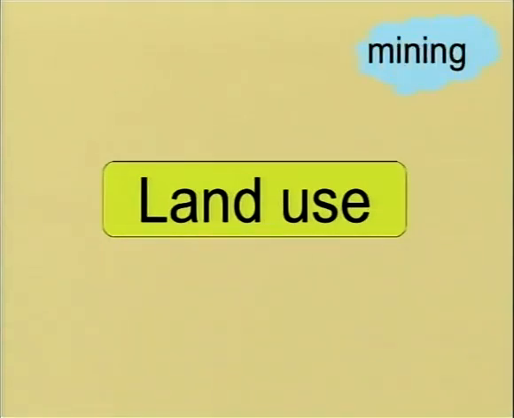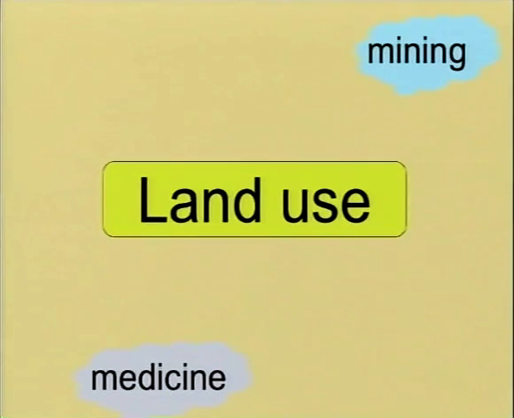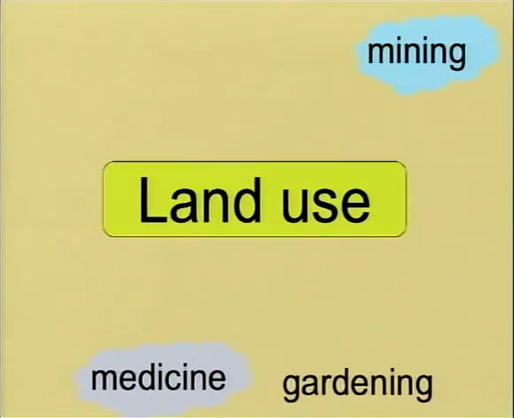All right, land use. One use of land, mining. Yes. All right, mining. What's the next, Stephen? All right, we can use the land to grow plants and use for medicine. Right, next. Gardening, okay, we use land for gardening. Class.